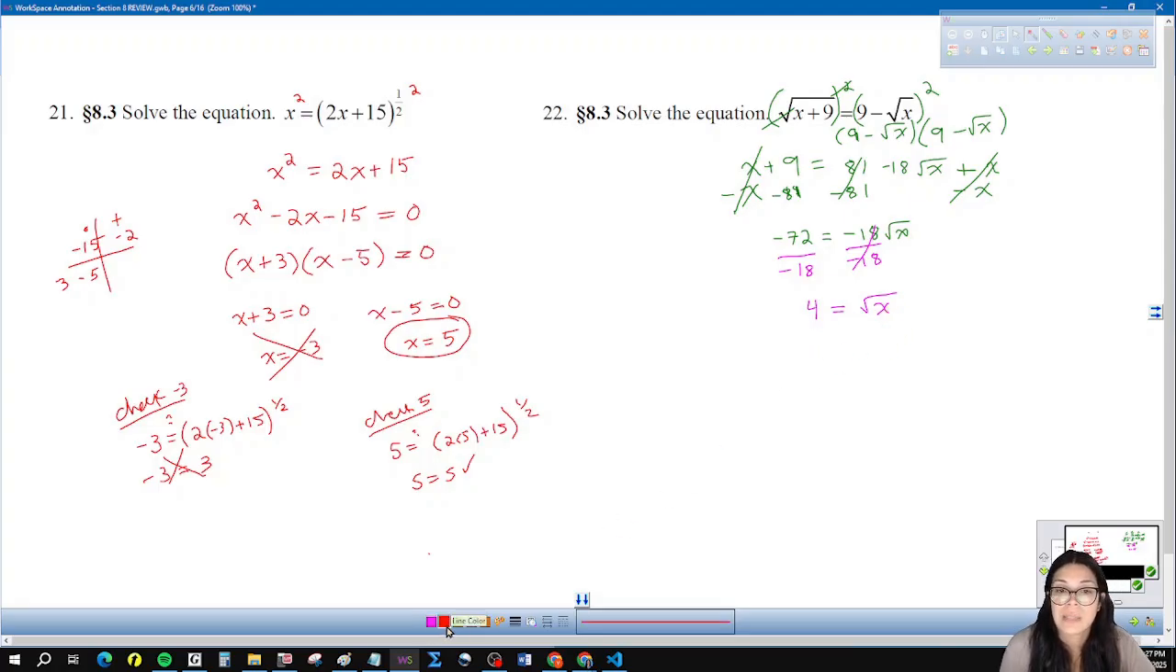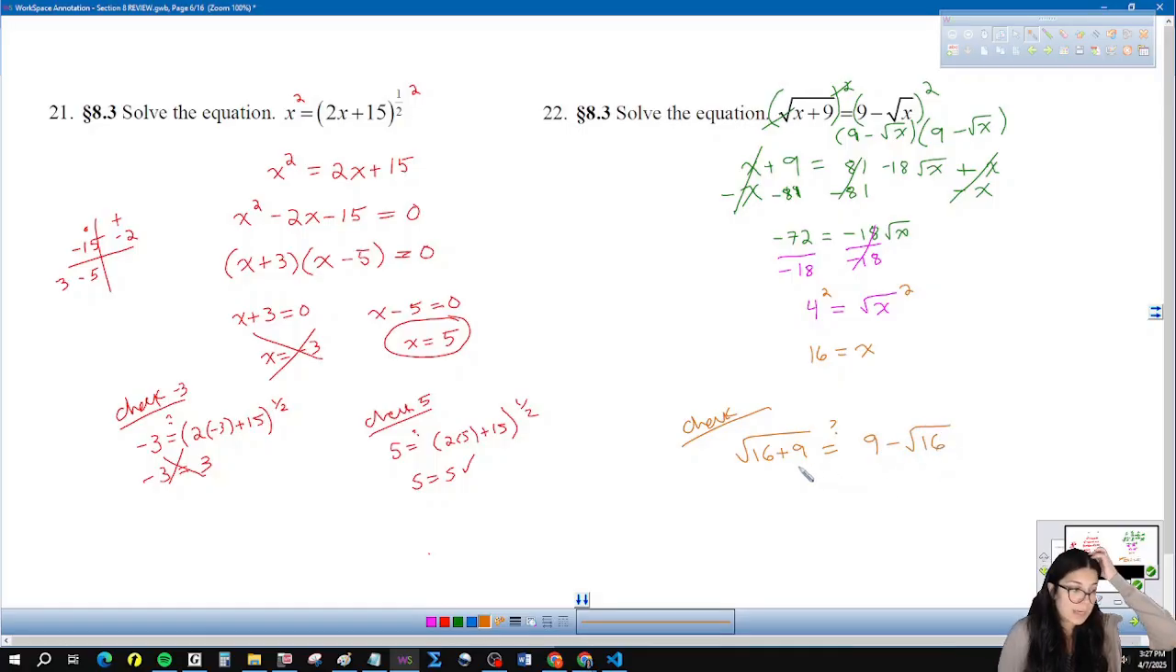So since square root of x is now by itself again, we can go ahead and square both sides. So 16 equals x is our solution. Of course, I don't know if that's a valid solution unless I check it. So let's go ahead and check it. So we would do square root of 16 plus 9. I'm just plugging in x is 16. And then ask, does that equal 9 minus the square root of 16?